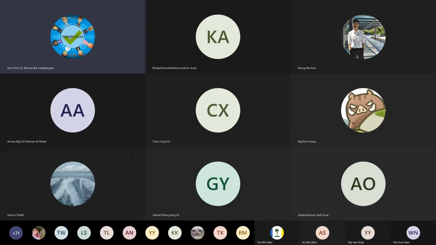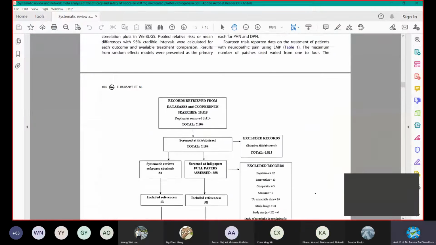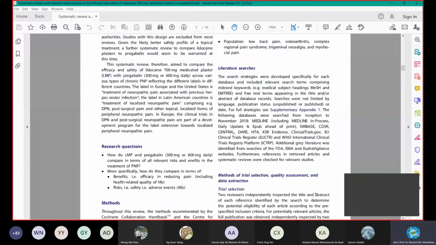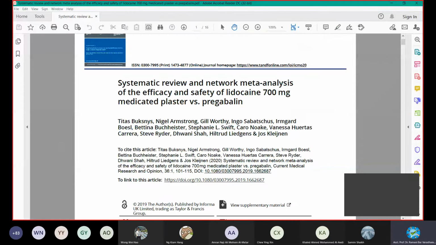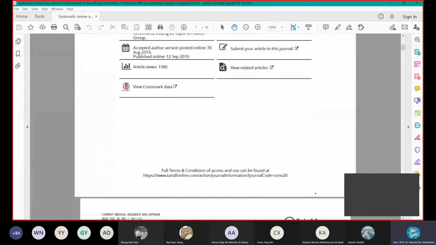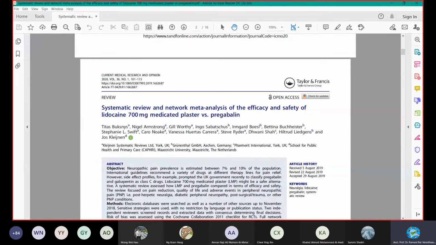Cannot see. This one, I used to go from the beginning. This is one another good example I was telling just now. It's about a systematic review and network meta-analysis of the efficacy and safety of lidocaine 700 milligram medicated plaster versus pregabalin. Don't worry about the title, so many medical terms, don't worry.